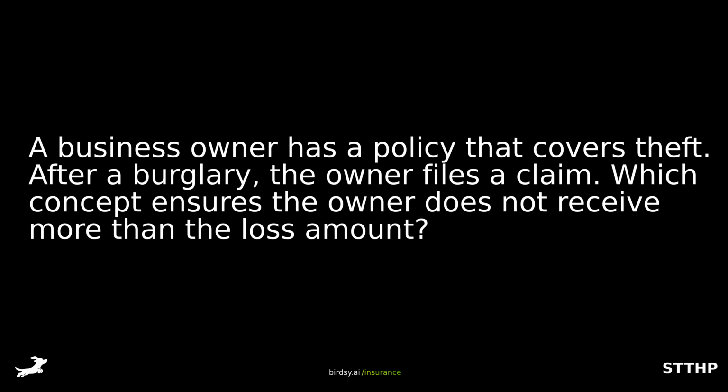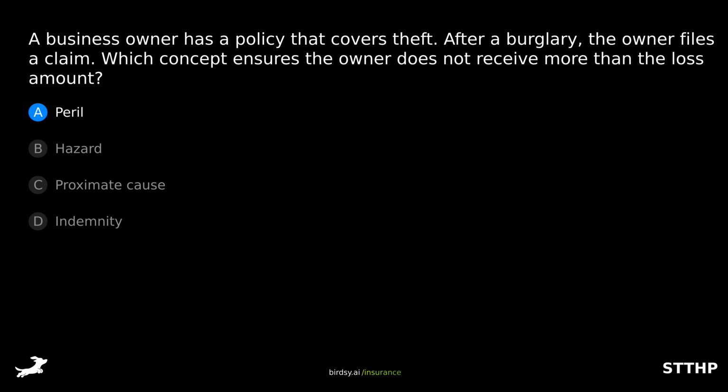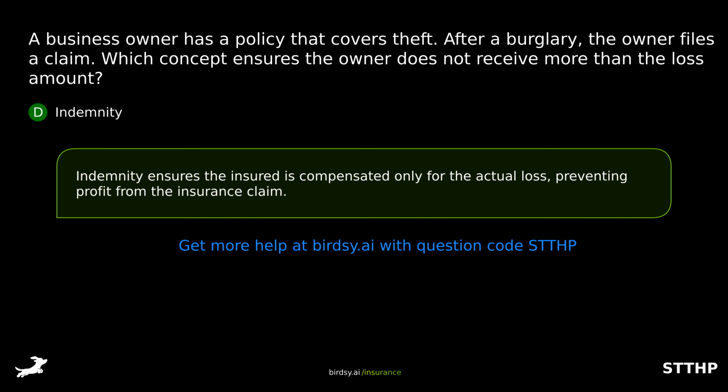A business owner has a policy that covers theft. After a burglary, the owner files a claim. Which concept ensures the owner does not receive more than the loss amount? Is it A, the concept of peril, B, the concept of hazard, C, the concept of proximate cause, or D, the concept of indemnity? The answer is D, the concept of indemnity. Indemnity ensures the insured is compensated only for the actual loss, preventing profit from the insurance claim.